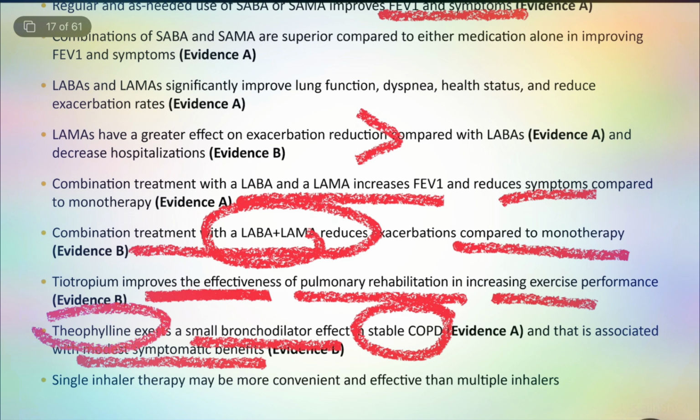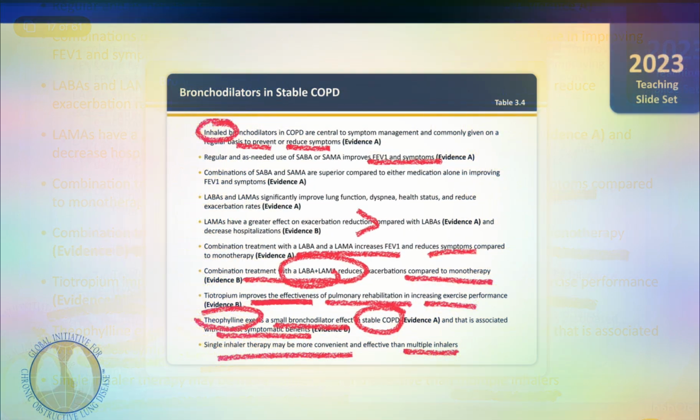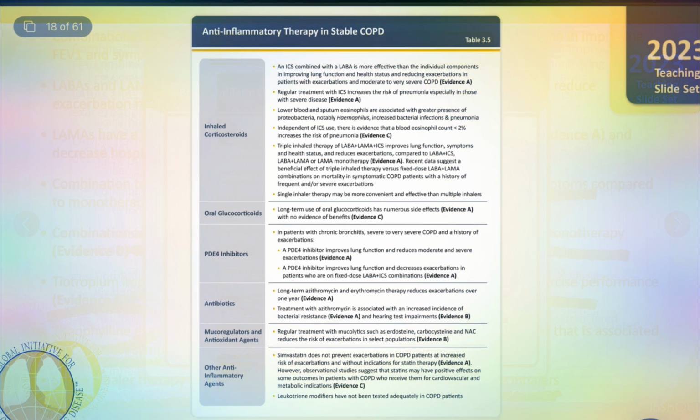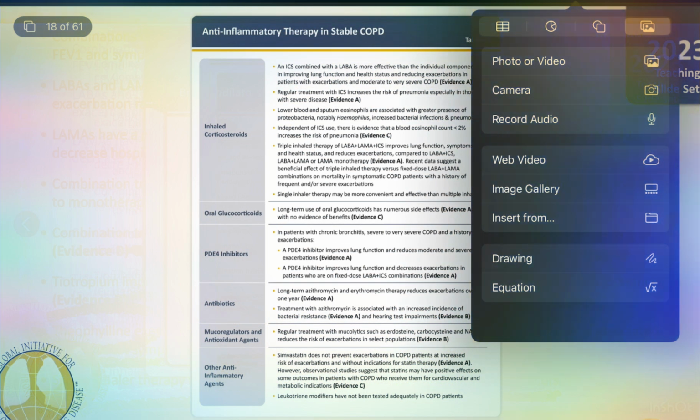And single inhaler therapy may be more convenient and effective than multiple inhalers. Obviously, it will be more convenient for the patient to take a single inhaler rather than taking multiple inhalers. Then comes anti-inflammatory therapy. So yeah, we should discuss this thing also in detail.